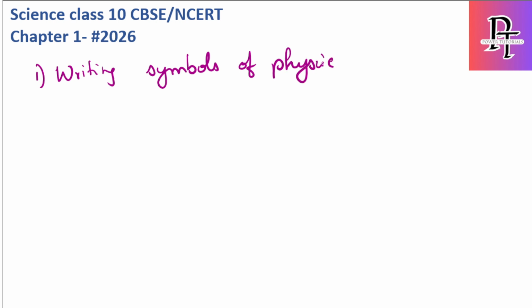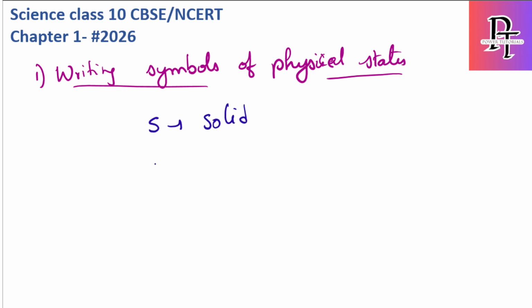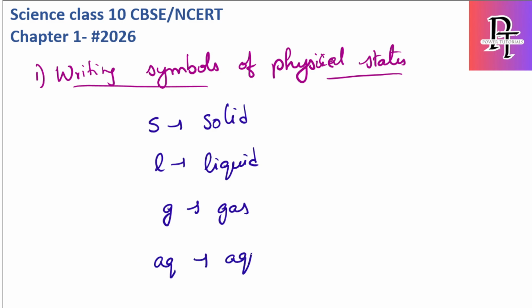Writing symbols of physical states. What are the physical states present for a reaction? There are 4. What are those? First one, S for solid, L for liquid, G for gas or vaporous state, and the last one, which is AQ. AQ means aqueous. So what is aqueous? Aqueous means something dissolved in liquid.